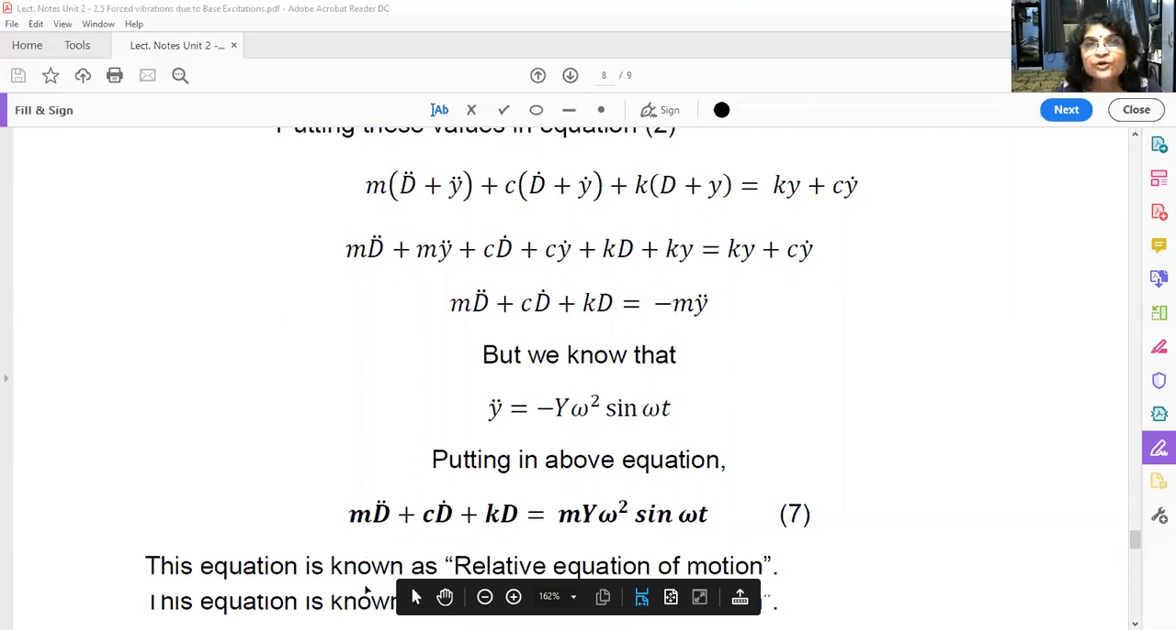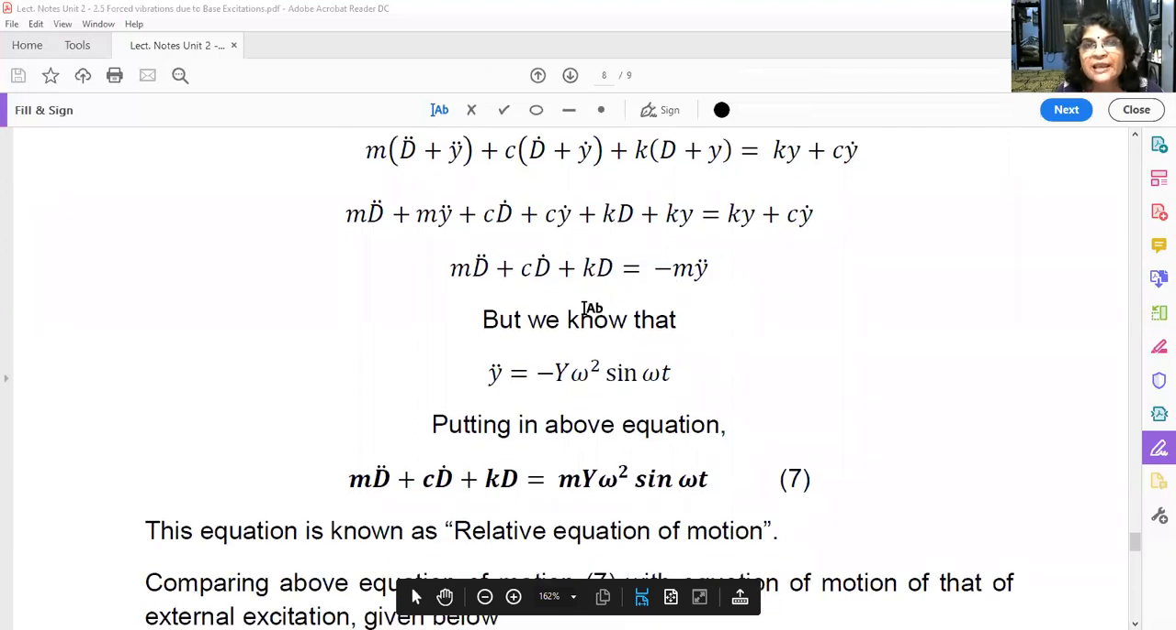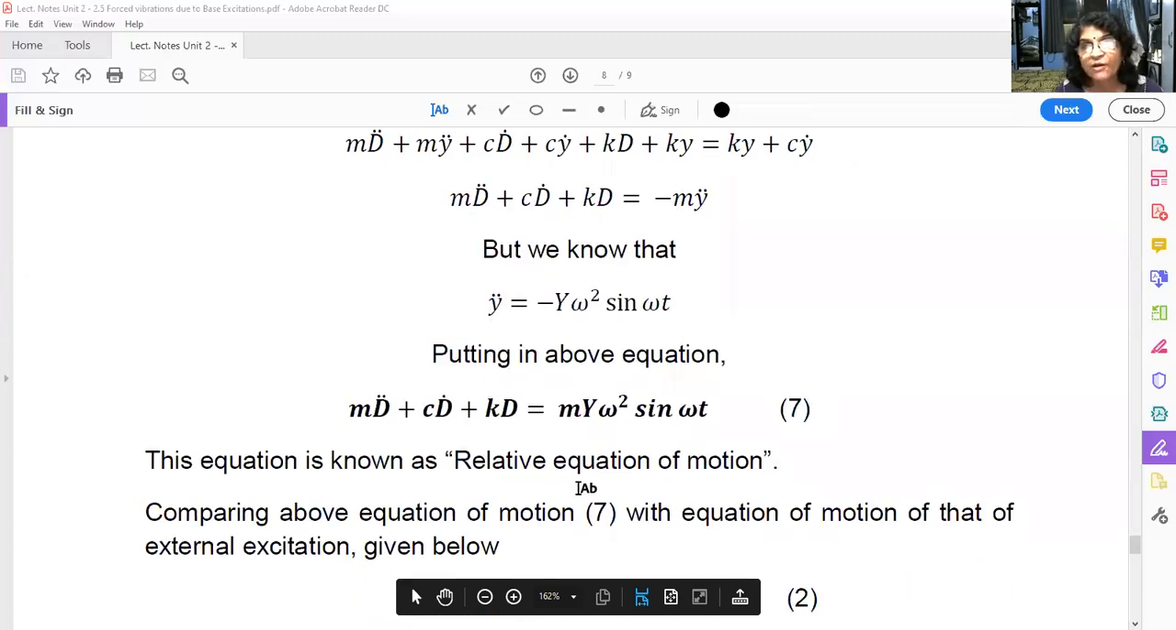Okay, so the left hand side will remain as it is. M d double dot plus c d dot plus k d is equal to, the minus minus sign will get cancelled, so M Y omega square sine omega t. This is the final equation of motion for relative motion for forced vibration due to support excitation.